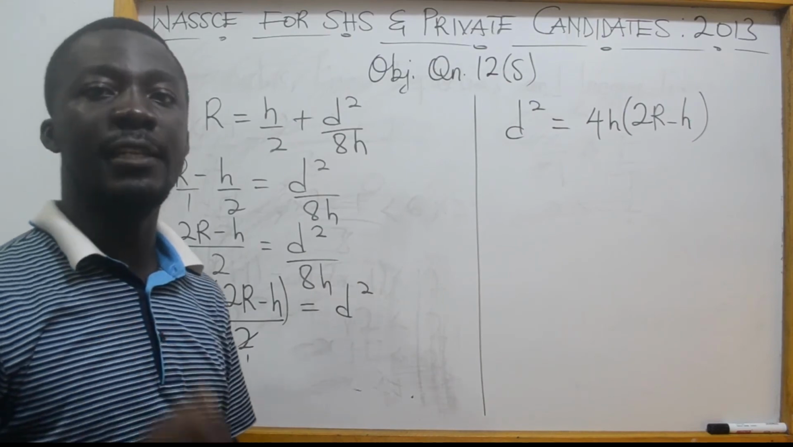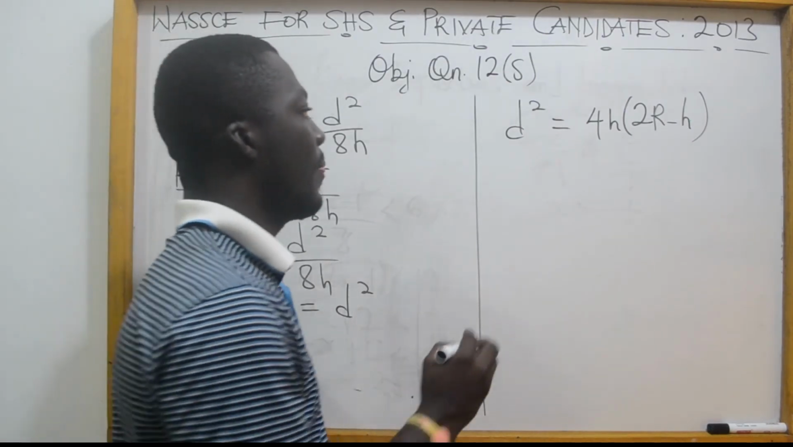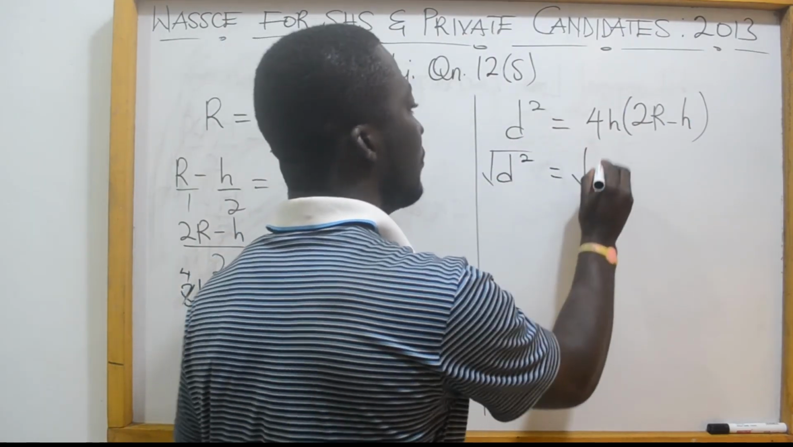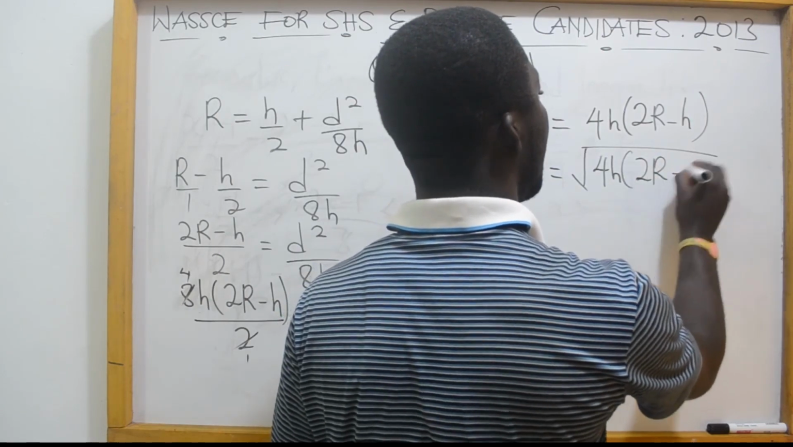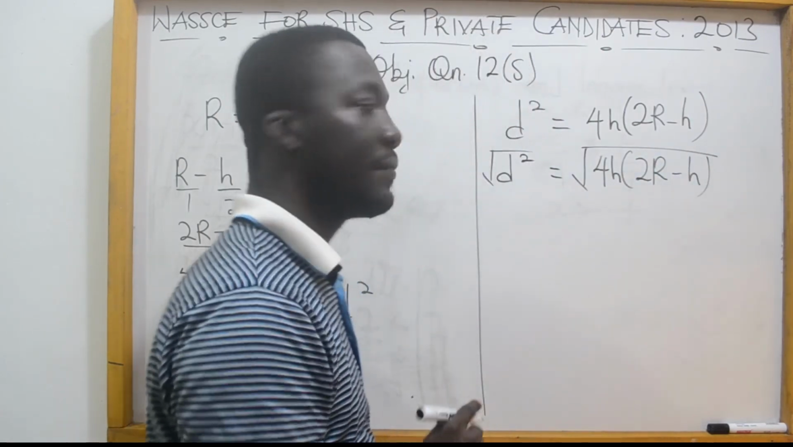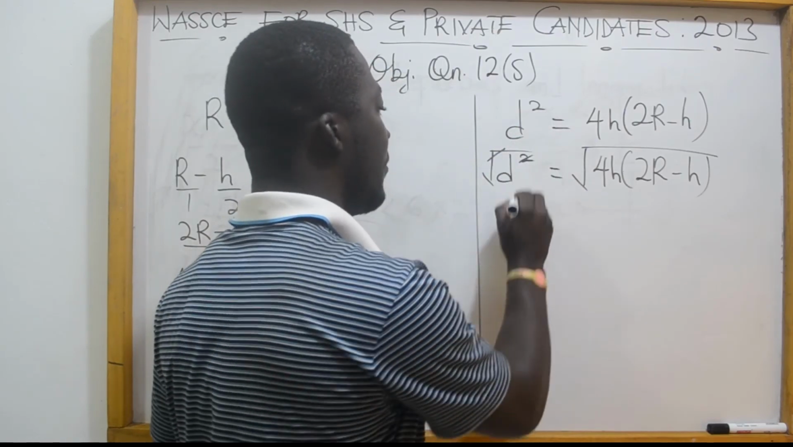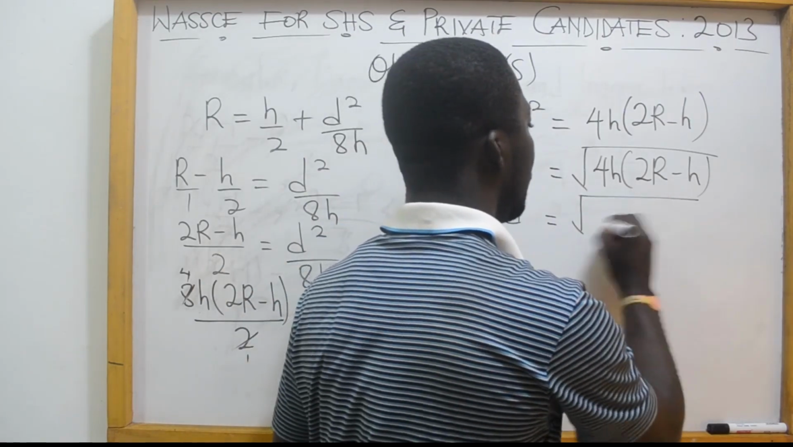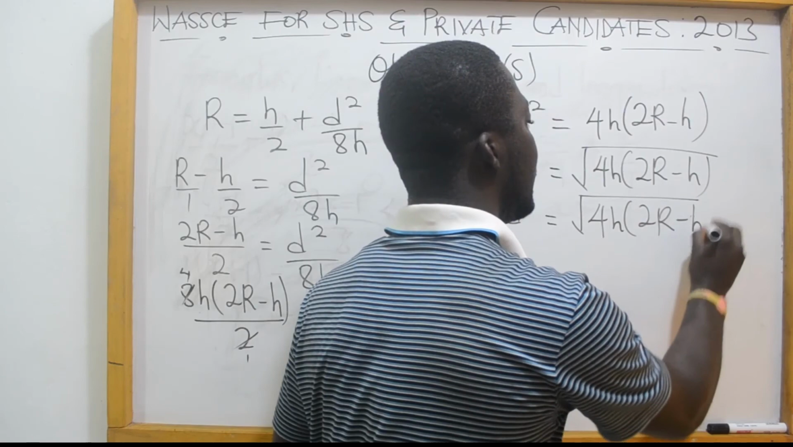Now I want to find d, so we take the square root of both sides. And we get the square root of d squared is equal to the square root of 4h into bracket 2r minus h. The square root, we take away the square and we get d left, which will be equal to the square root of 4h into bracket 2r minus h.